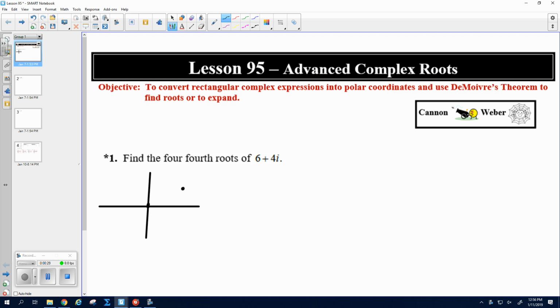And we always connect to the origin and back to the x-axis. So I went right 6, and I went up 4. And the whole thing is to go into cis form right here. So it's always r cosine theta plus i sine theta. So r is the length of this hypotenuse right here. And the angle is the angle from the positive x-axis over.